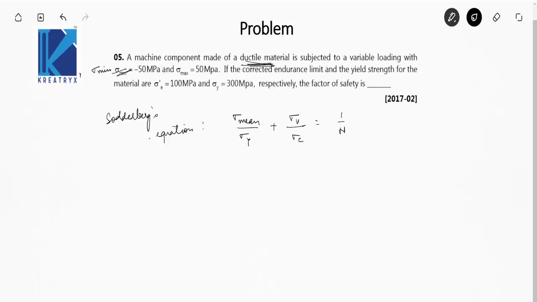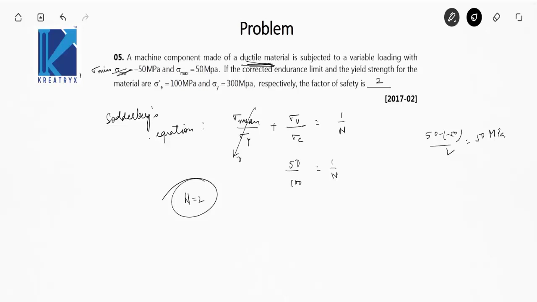Sigma mean will be 0, so this term gets equated to 0. Sigma variable will be 50, because 50 minus of minus 50, by 2, is 50 megapascal. Endurance strength is 100 megapascal, so that leaves us with n equal to 2. The factor of safety is 2. Let's move on to the next question.